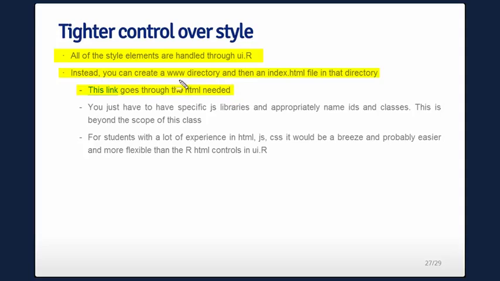What you have to do is just get rid of your ui.R function and create a directory called www, and in that directory have a file called index.html. And then when you go to this link, it'll show you basically how you have to have the inputs labeled in a specific way, and then Shiny will recognize them. And so you just have to have specific JavaScript libraries installed and appropriately named IDs and classes.